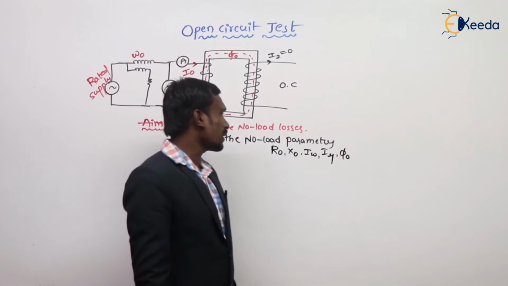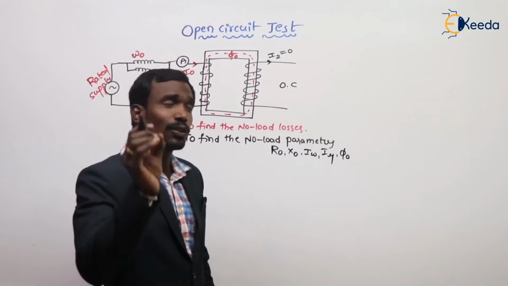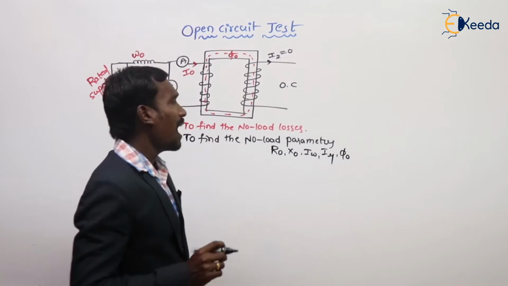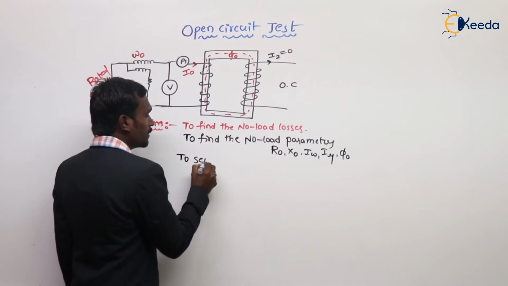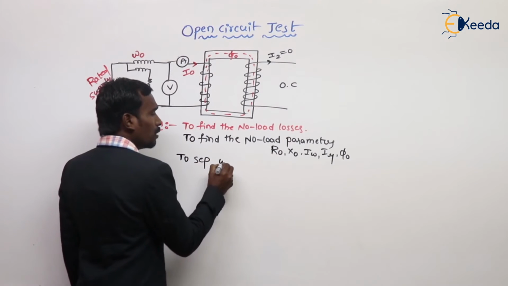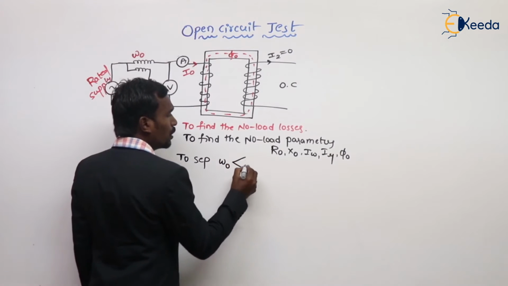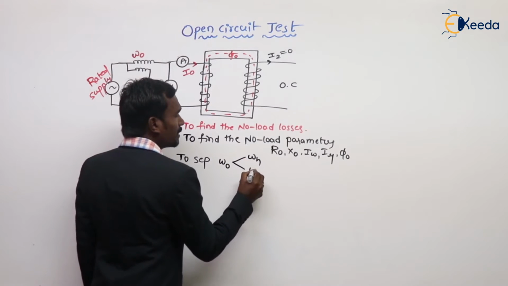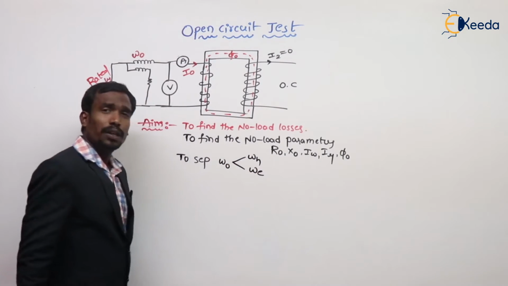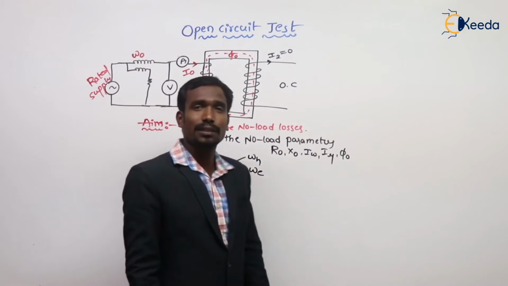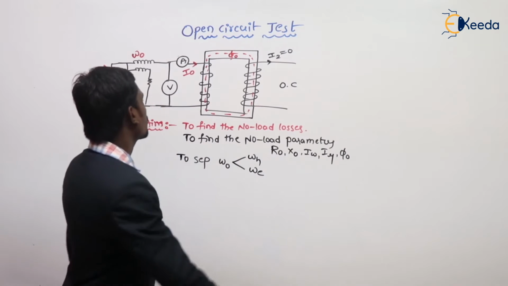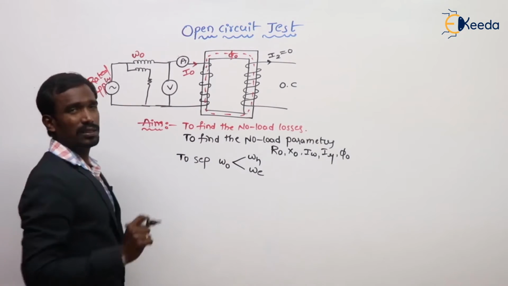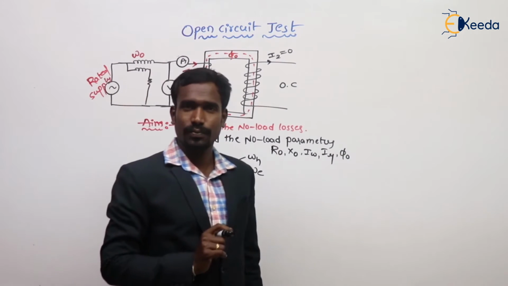To find the no load losses, next to find the no load parameters, and next to separate the no load losses into hysteresis and eddy current losses. These are simply the aims of conducting this test.